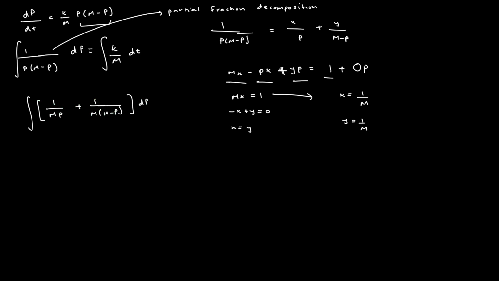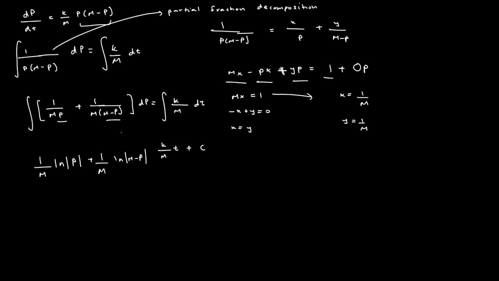is equal to the integral of k over m times dt. Let's just do the right side first since it's easier. This is just k over m times t plus constant c. The left side, we can see that since it's a function of p on both sides, this will be like the natural log equations we get out of it. 1 over m is a constant, so the first one will be 1 over m times the natural log of absolute value of p. Over here, we also can take 1 over m as a constant.